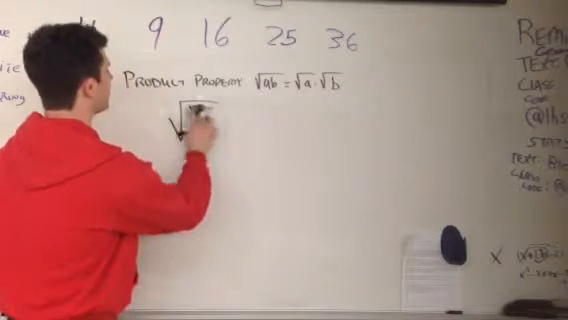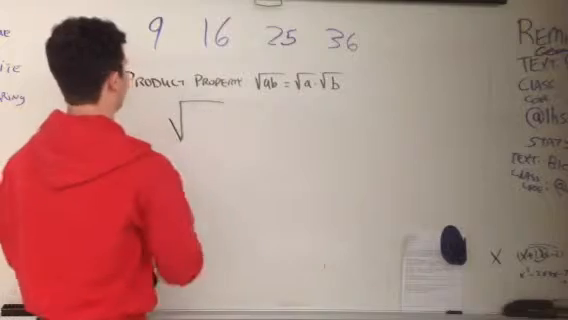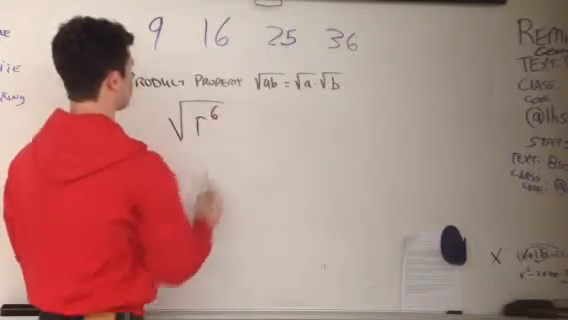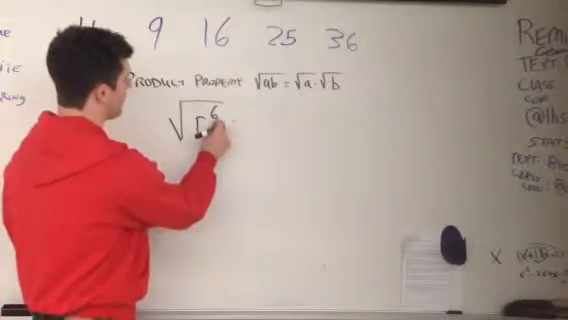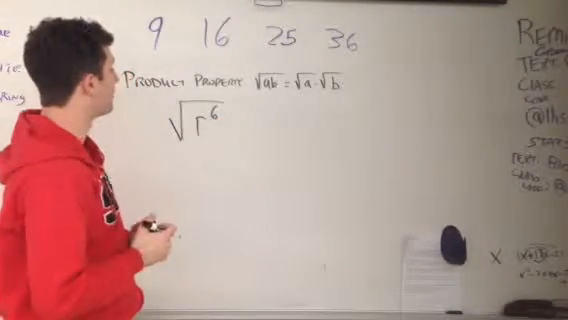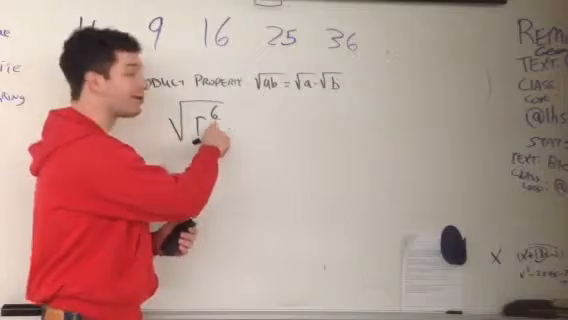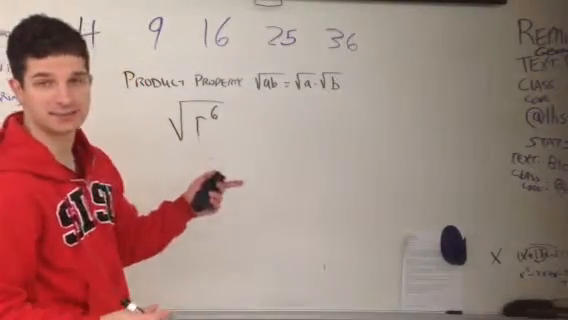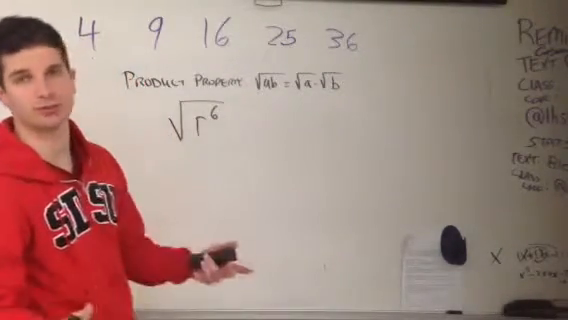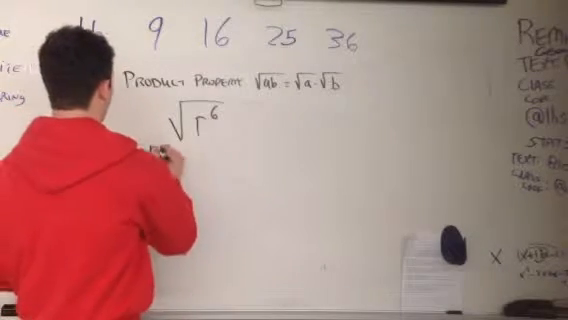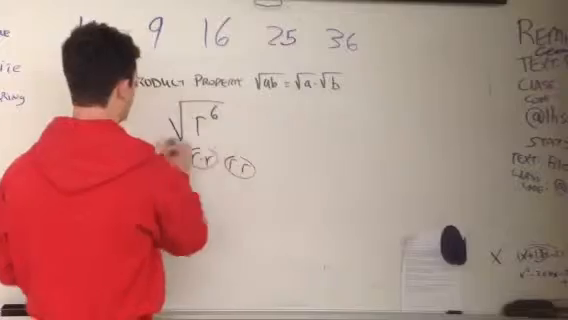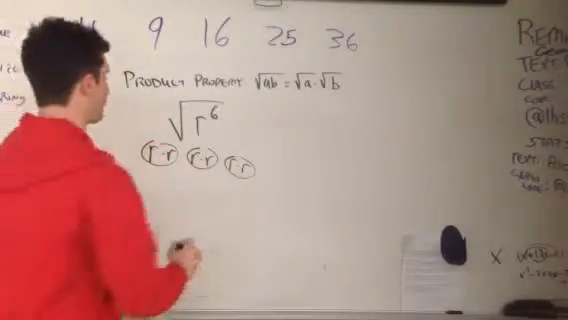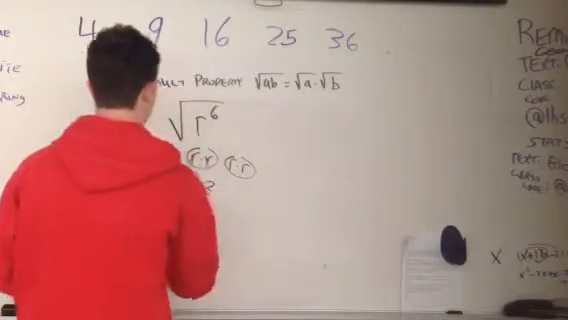Let's say we have the square root of r to the sixth. What you'll begin to notice is when I have an even power, the number of pairs I have is simply that power divided by 2. So r to the sixth, well, 6 divided by 2 is 3. Or I could even write it out: r times r, r times r, r times r, 1, 2, 3. So 3 pairs. R cubed.